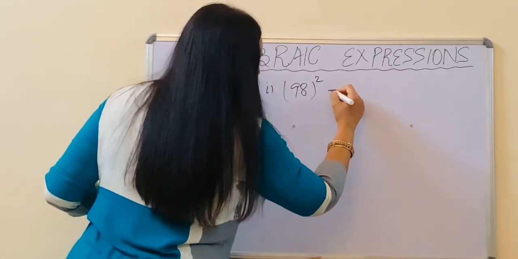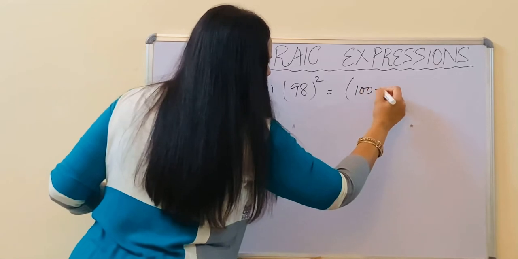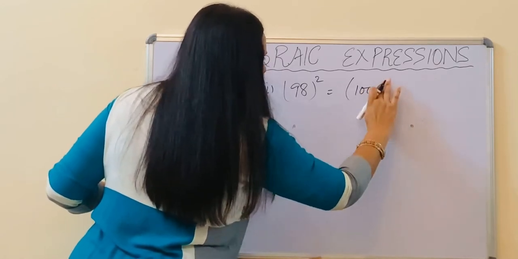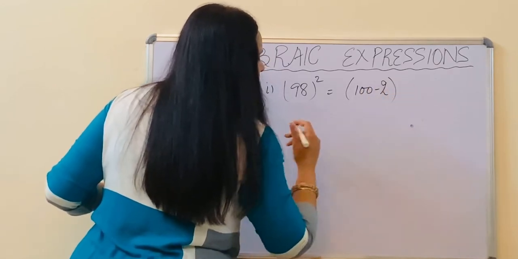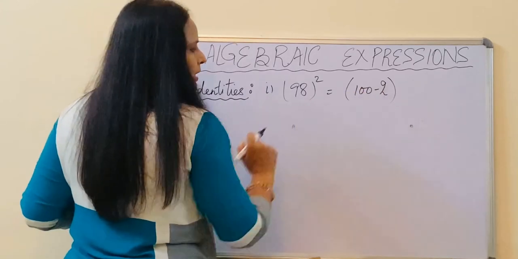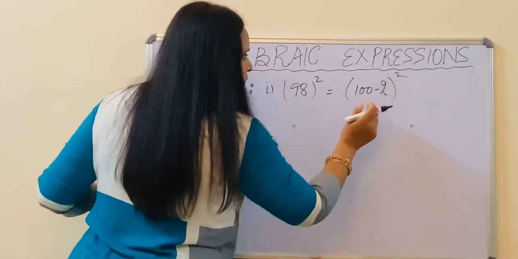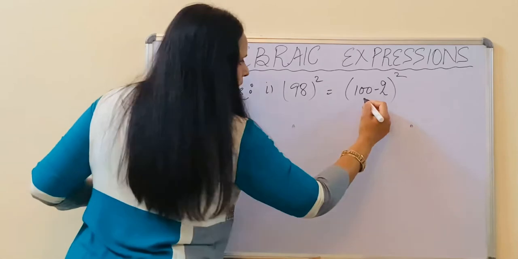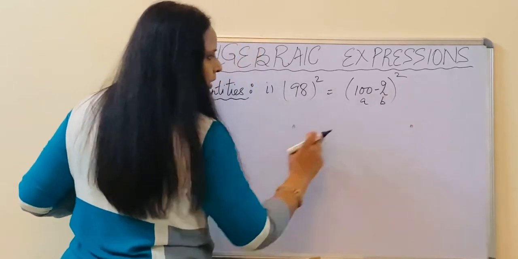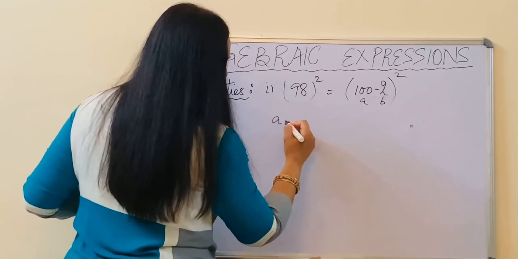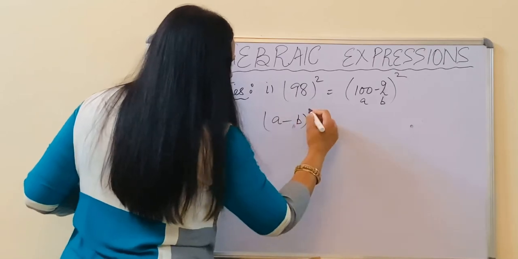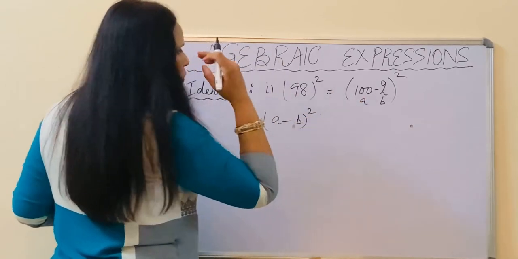We know that 98 is equal to 100 minus 2. So taking the square of 100 minus 2, this is A and this is B. We are using the identity A minus B whole square. Now simplifying it in one go.